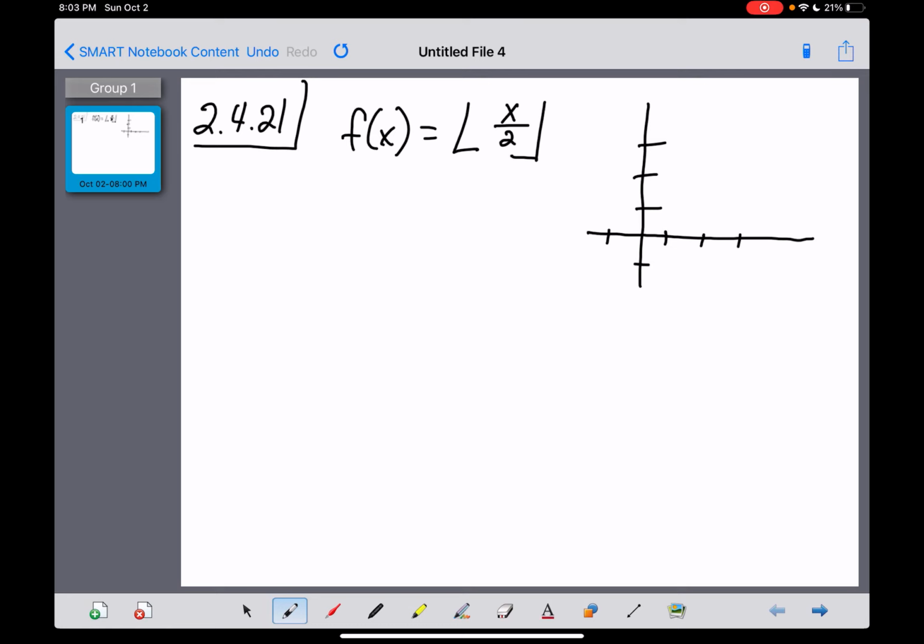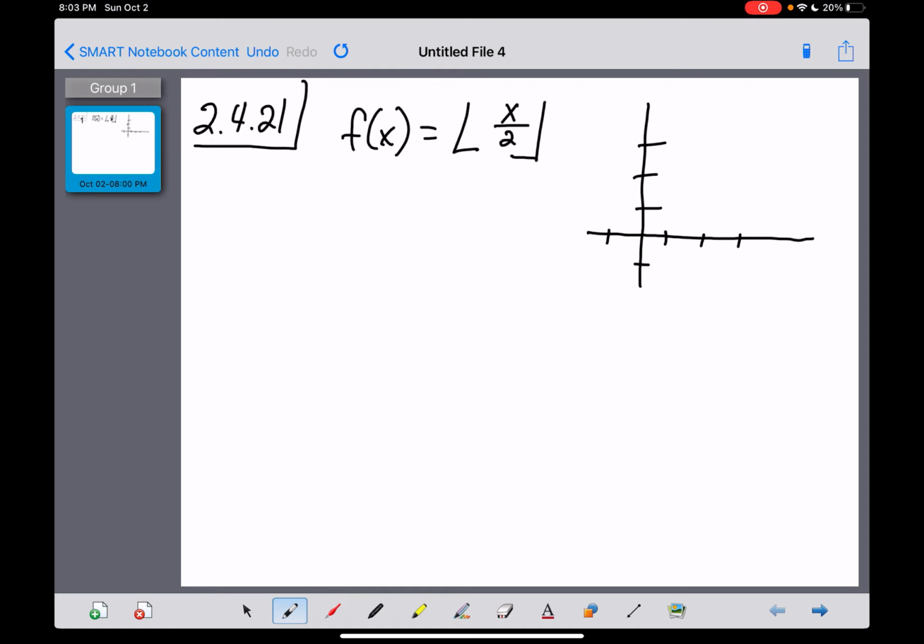All right, section 2.4, problem number 21. The directions are kind of wordy right here. We're supposed to determine points of discontinuity, state the type of discontinuity, and whether the function is left or right continuous, presumably at those points of discontinuity. So we got a lot to do right here.